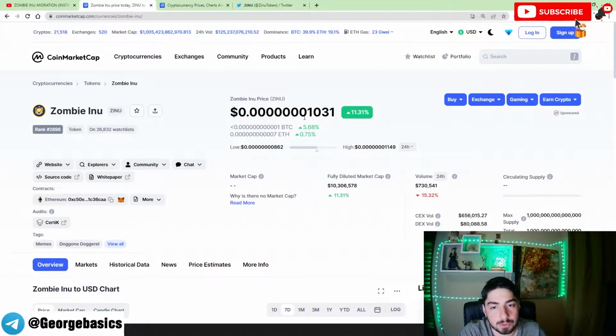But if you don't hold Zombie Inu and you are thinking about investing in Zombie Inu, I don't suggest you buy Zombie Inu at the moment. First of all, you should wait a few days until the migration process is over, and then you can buy Zombie Inu V2 with a new contract address, guys. So I suggest you not invest at the moment into Zombie Inu.